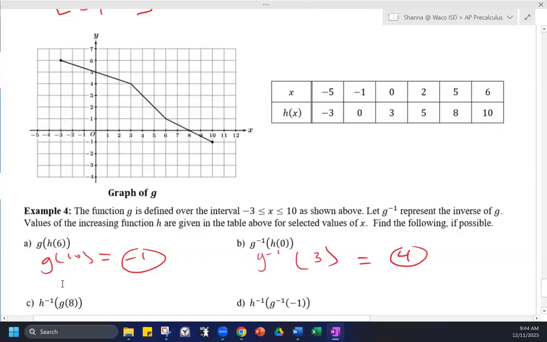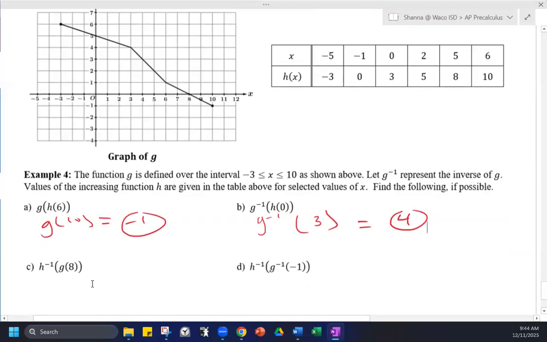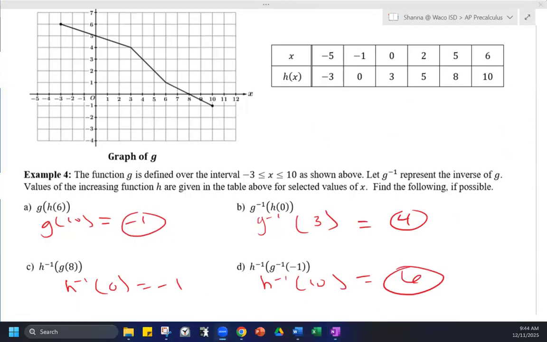All right. H inverse of -1, g of 8. So where do I start first? G of 8. What is g of 8? And then inverse h of 0. -1. All right, here we go. Inverse of h composed of inverse of g at -1. Good job. Which would be 6. And you did it. Yay! You're geniuses. Was it terrible? No, it was not.